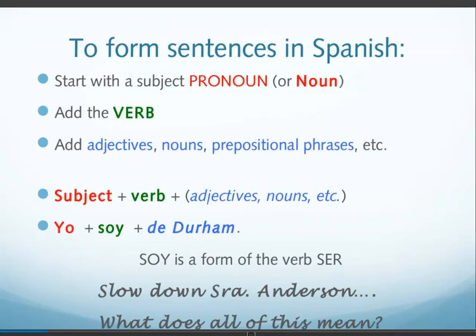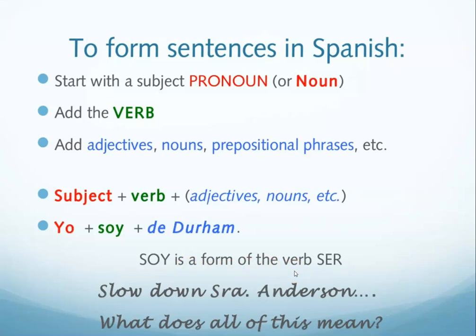To form sentences in Spanish, you start with a subject pronoun or noun. Add the verb. Add adjectives, nouns, and prepositional phrases. For example, you have your subject and your verb plus your adjective and your nouns. Yo soy de Durham. Soy is a form of the verb ser. Slow down. What does this all mean?